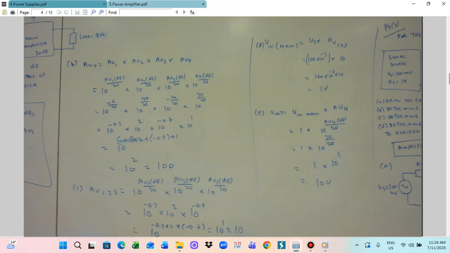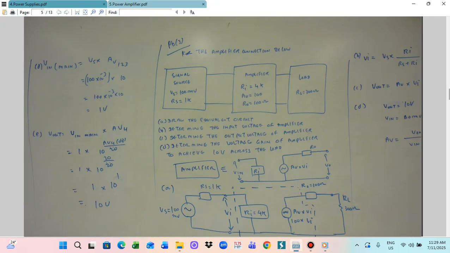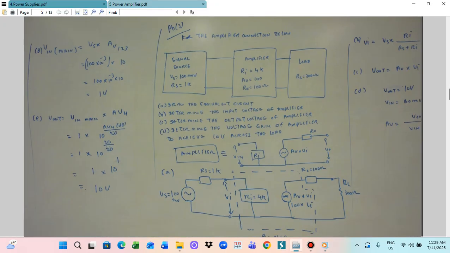The source resistance is a 1 kilo ohm, given. And then the amplifier input resistance is 4 kilo ohm, voltage gain is 100, output resistance is 100 ohm. Load resistance is 300 ohm. So this is given. Normally we can draw the amplifier circuit like this. For the amplifier, we can draw the equivalent circuit diagram.